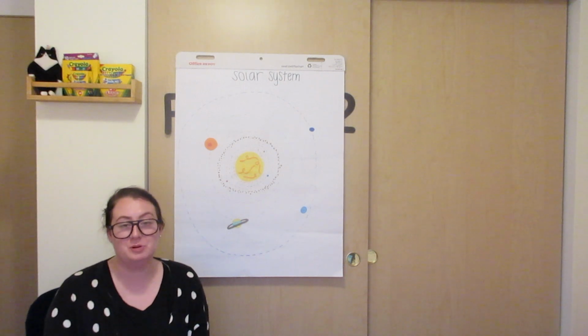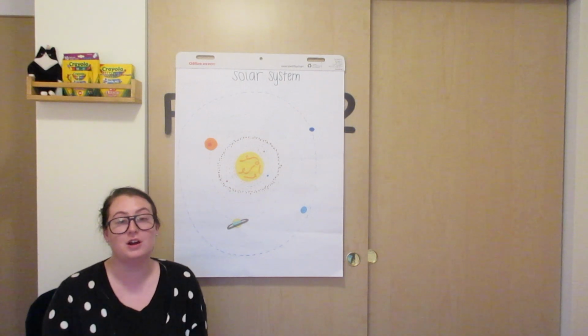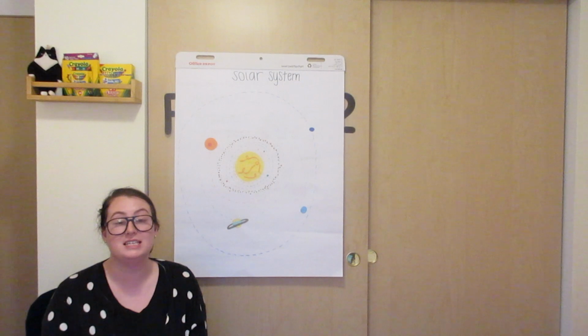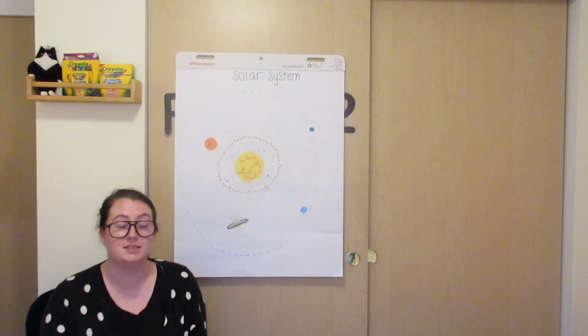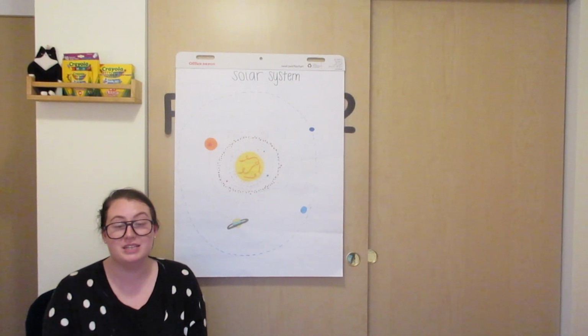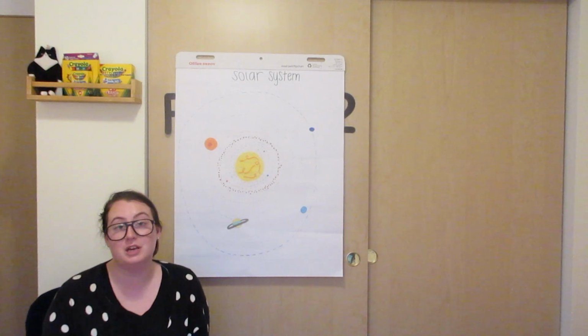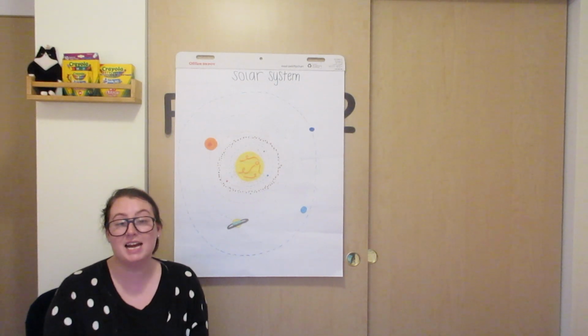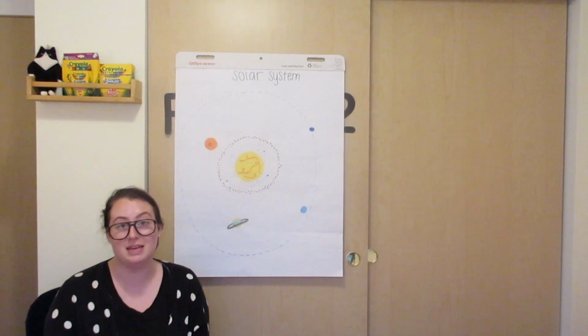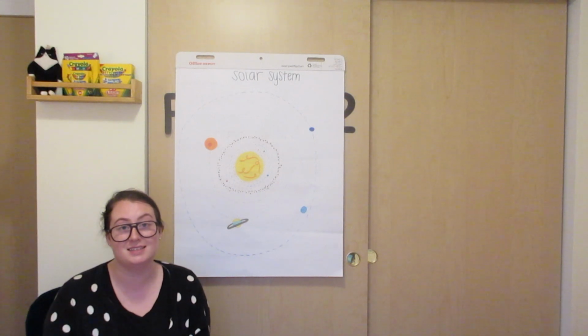Today in writing, we will be making a diagram of our solar system, or a diagram of our planets. Last time we did writing, we made a diagram of the ocean. A diagram is a picture with words that gives information. Today we will be giving information about the planets.